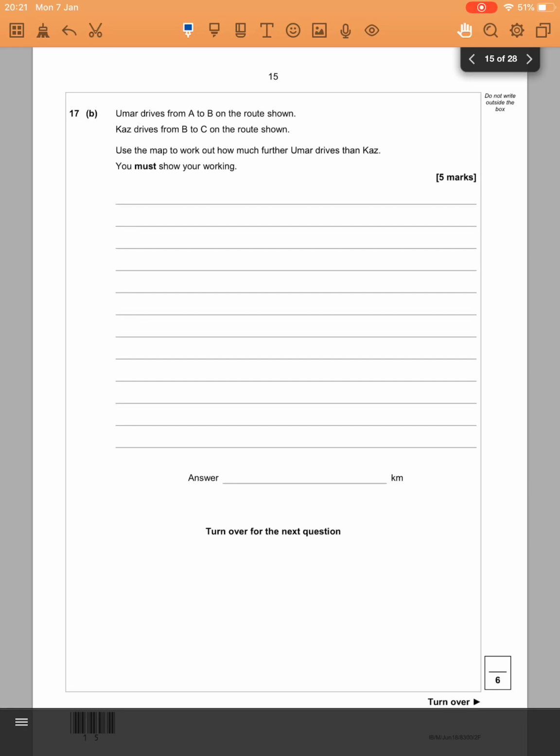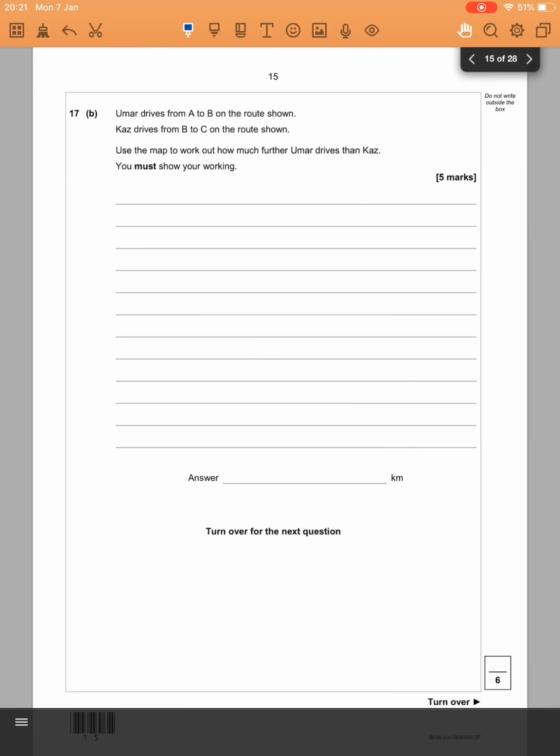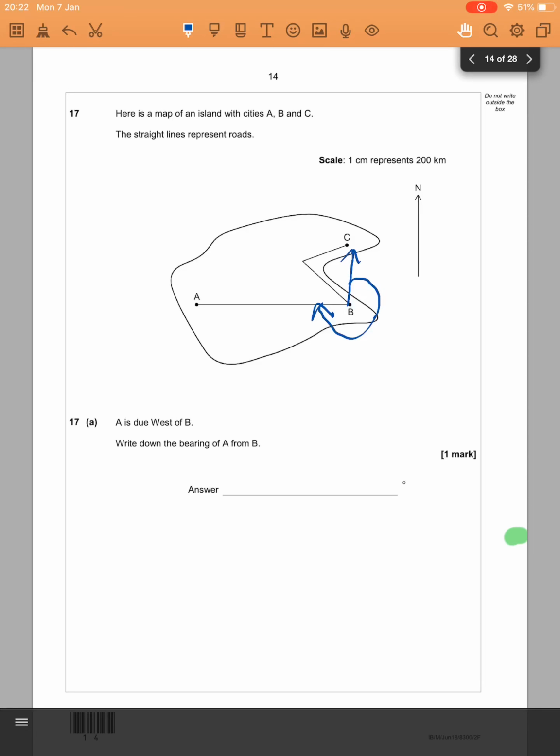Part B. Umar drives from A to B on the route shown on the diagram. And Kaz drives from B to C. And we've got to find out how much further Umar drives than Kaz. We must show the working out. So we've got to do some measuring because we've got to use the scale. We've got a scale here.